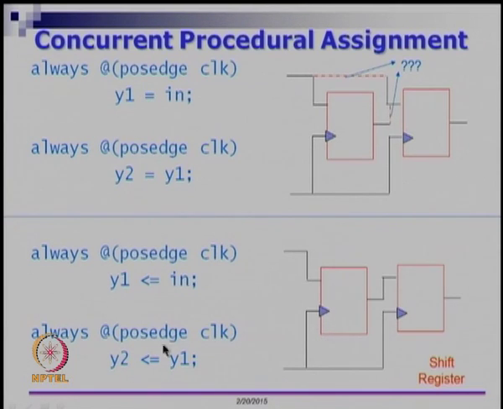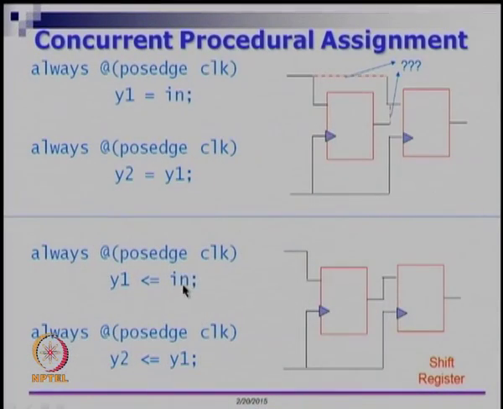So no matter the order in which it's done, we'll have to wait for all the left hand sides to be evaluated first, and once all the evaluations are over, only then you will do the assignments. So whether it's this always block or this always block, you do the evaluations first. Which means take the current value of in, keep it aside, take the current value of y1, keep it aside. Whether this executes first or this executes first, both of them have to execute, and once they come to the end, only then you go to the left side.